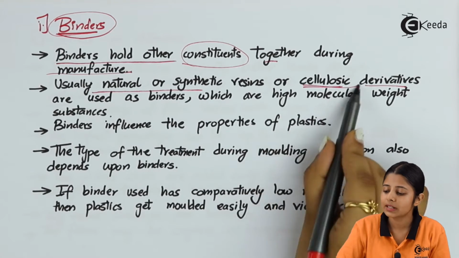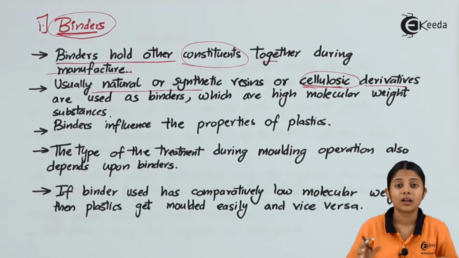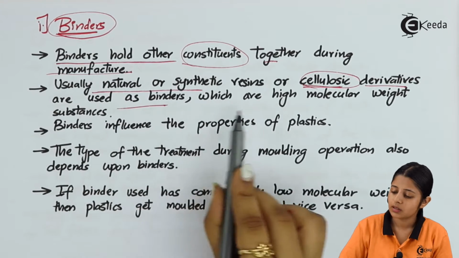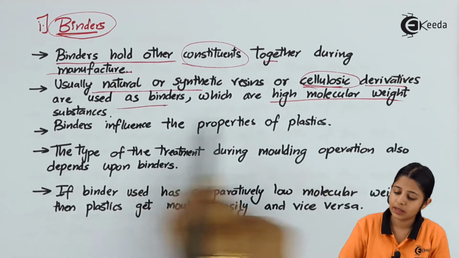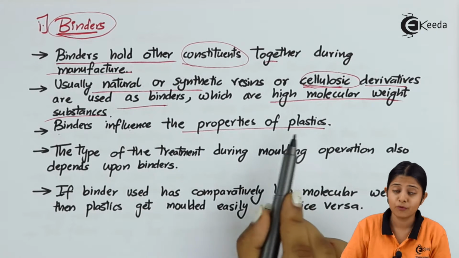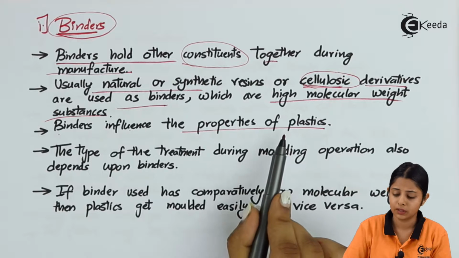Now, why do we know them as cellulose derivatives? Because certain plastics are also made up of waste of textile mills, paper mills, and parts of forests. And that is the reason why there will be some cellulose content in it as well. These are used as binders, which are high molecular weight substances. Binders influence the properties of plastics. They influence the properties very strongly.